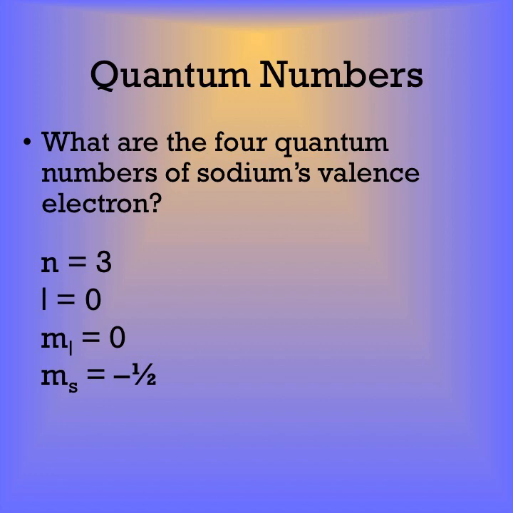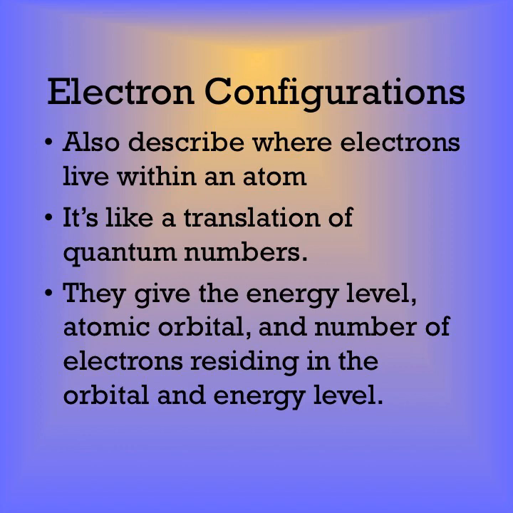So what we're going to get into next is another way of describing where electrons reside within an atom. It's a method that, if you've taken physical science, you possibly have been introduced to before, and it's known as electron configurations. It's like speaking a different language of where electrons live. Quantum numbers was a numerical way of stating where they live. Electron configurations is kind of a number and letter and exponent looking way of describing where electrons live.